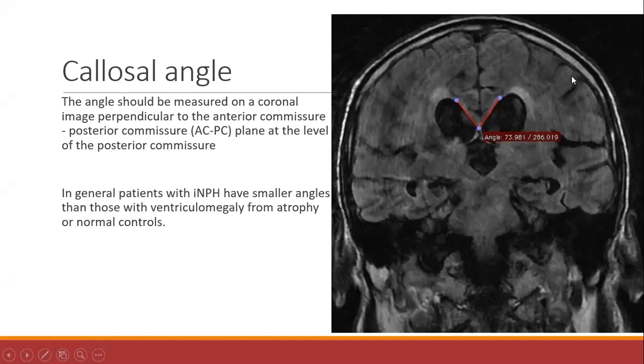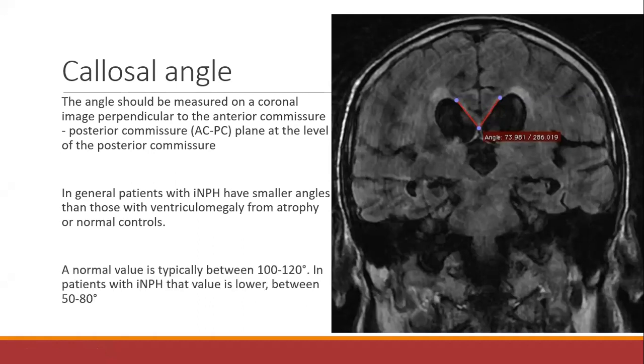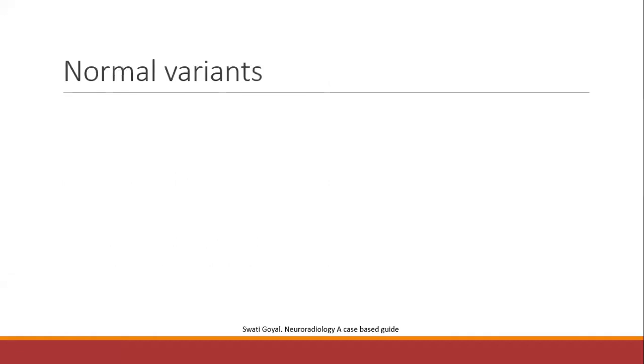Normally, patients with NPH will have smaller angles, whereas patients with atrophy and ventriculomegaly will have larger angles. The normal angle is between 100 and 120 degrees. In patients with NPH, it is more acute. That is, the angle is lower and it is usually between 50 to 80 degrees.